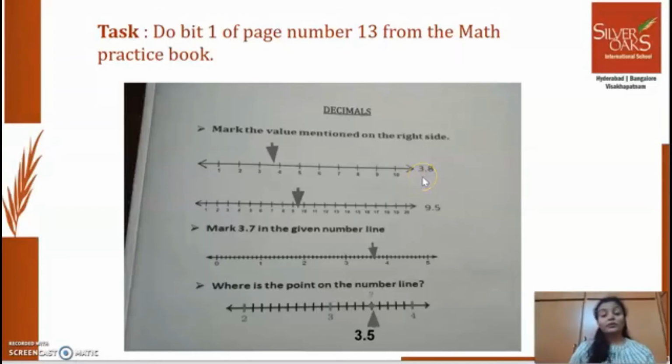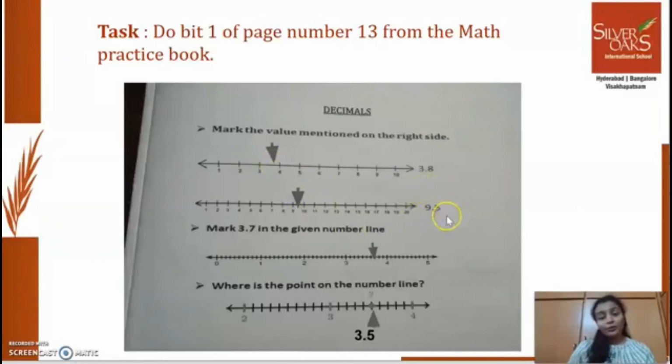So first of all, tell me, where is 3.8? Is it exactly 3? No. It is between 3 and 4. And you know what all decimals will be there between 3 and 4, between any numbers for that matter. So 3.8 will be in between 3 and 4. So 3.8 is here.